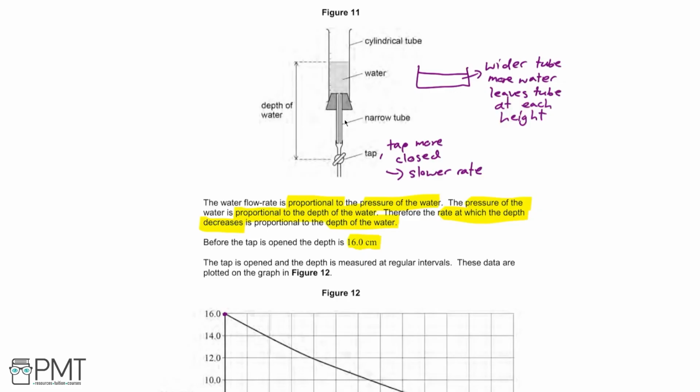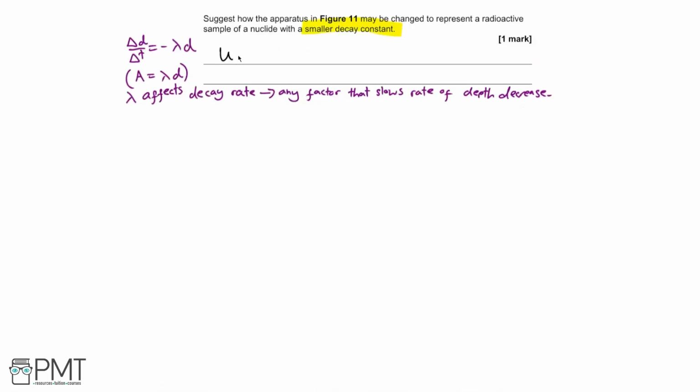We could also change the amount of water that can go through this capillary tube that connects the cylindrical tube to the tap, and that would also slow the rate of decrease of the depth. So any of these answers would be sufficient. And in this case, we're going to say that we want to use a wider cylindrical tube.